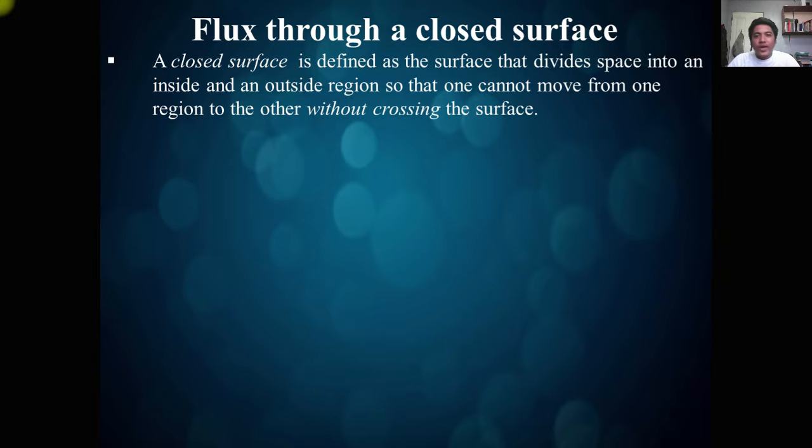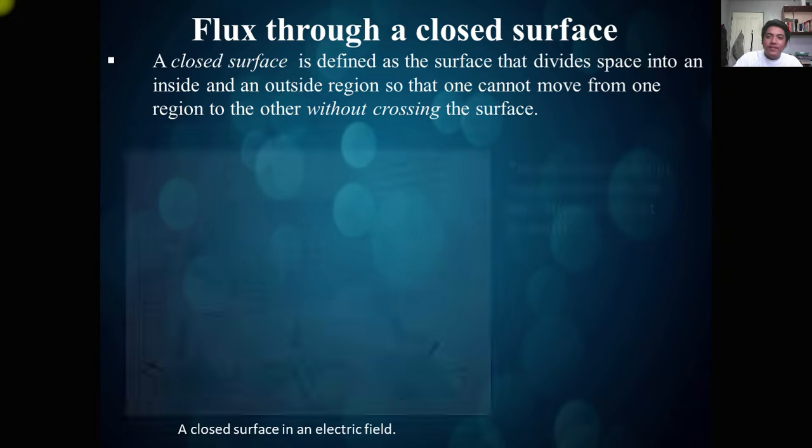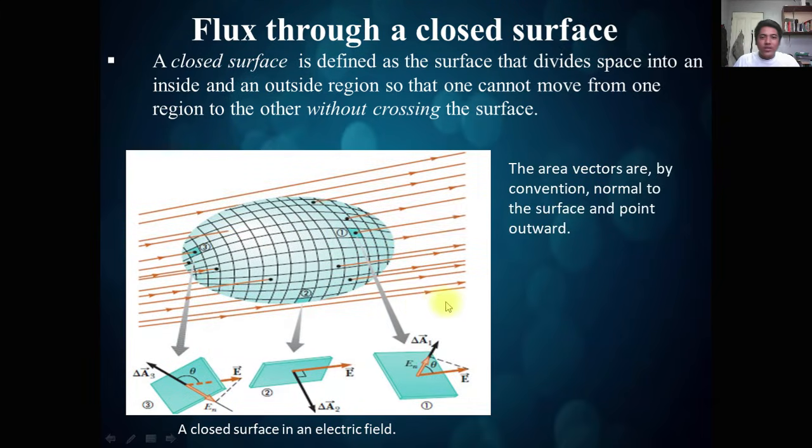So, flux through a closed surface. A closed surface is defined as a surface that divides space into an inside and outside region, so that one cannot move from one region to the other without crossing the surface. For example, we have a closed surface here, and it is subjected to a uniform electric field. So we have a flux. Why? Because this closed surface has its own normal vectors, and at different points of this closed surface, the flux is different also.